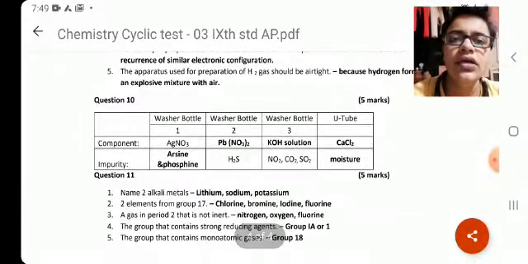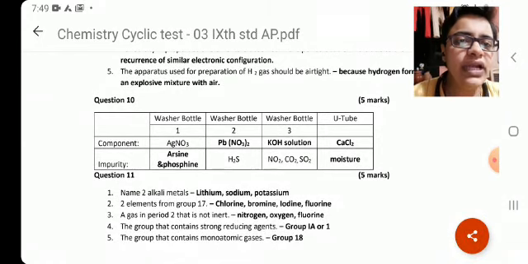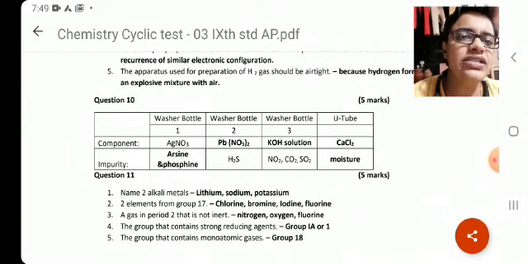Alright. Question 10. We have to complete this table. Impurity: arsine and phosphine. It is better to write the names. Washer bottle 2 consists of lead nitrate to remove H2S, that is Pb(NO3)2. Washer bottle 3 consists of KOH solution, and the U-tube consists of CaCl2, which removes moisture.